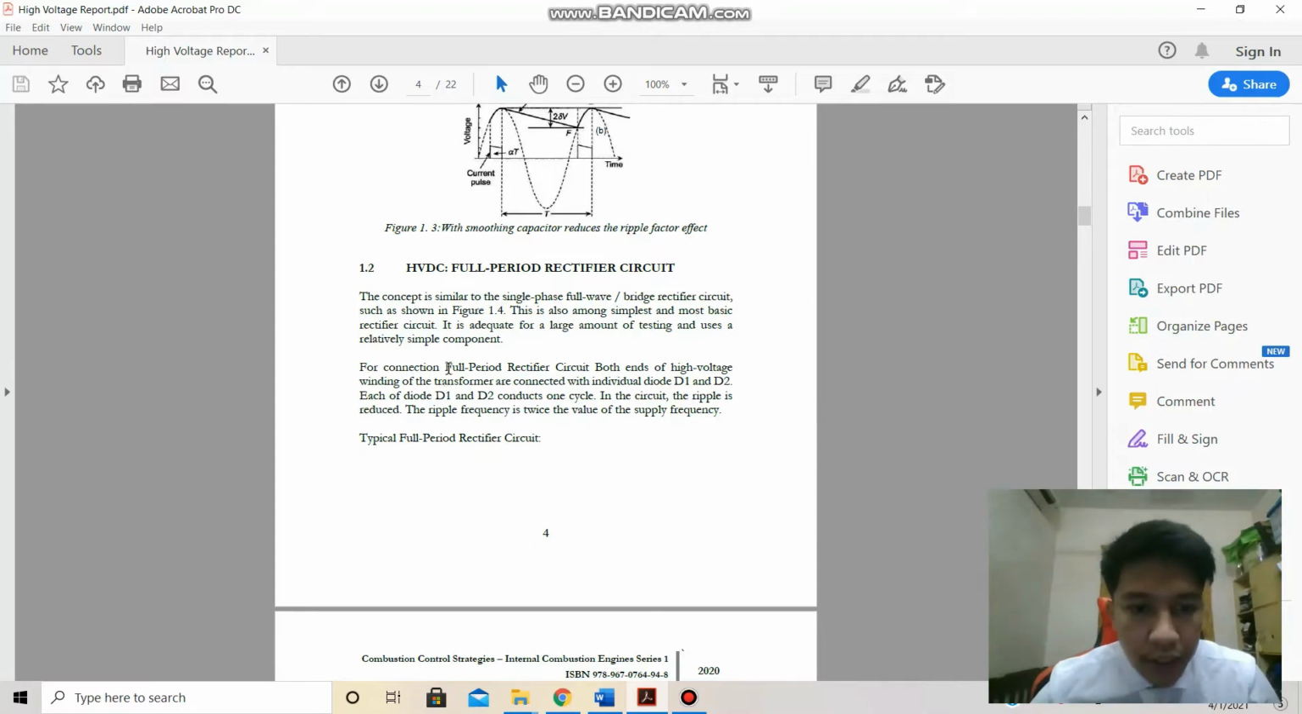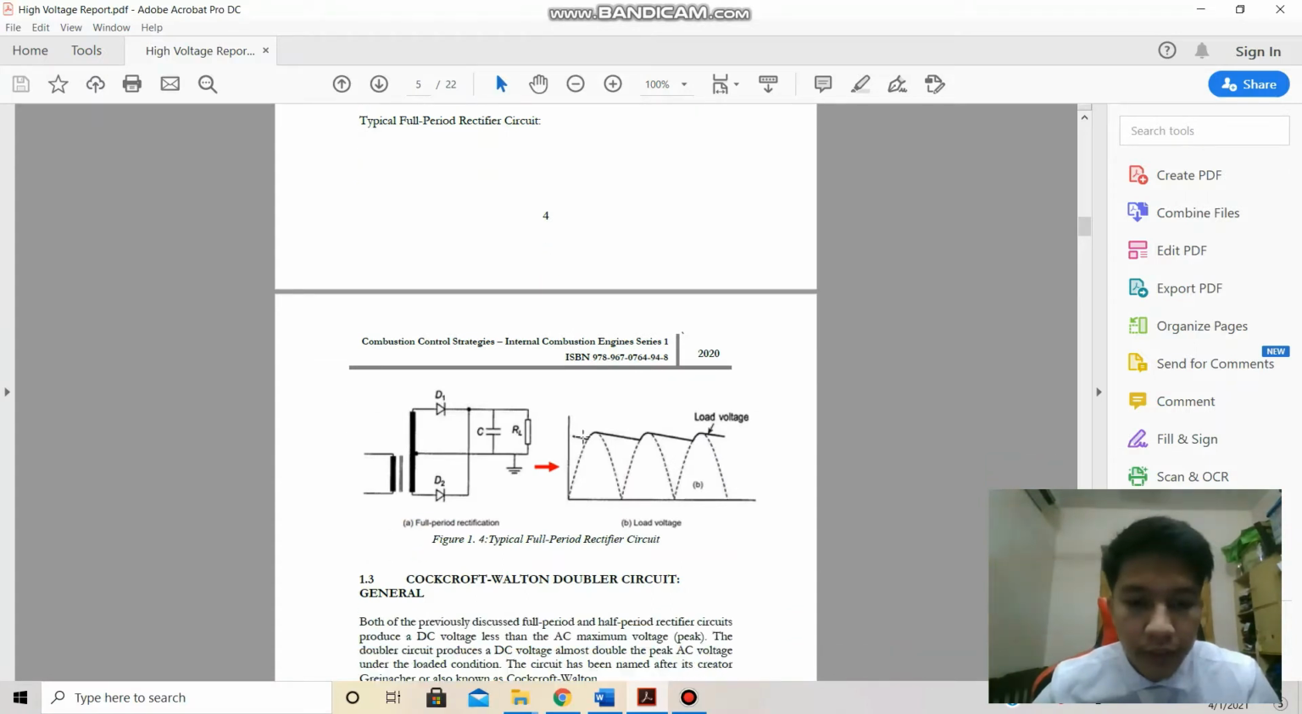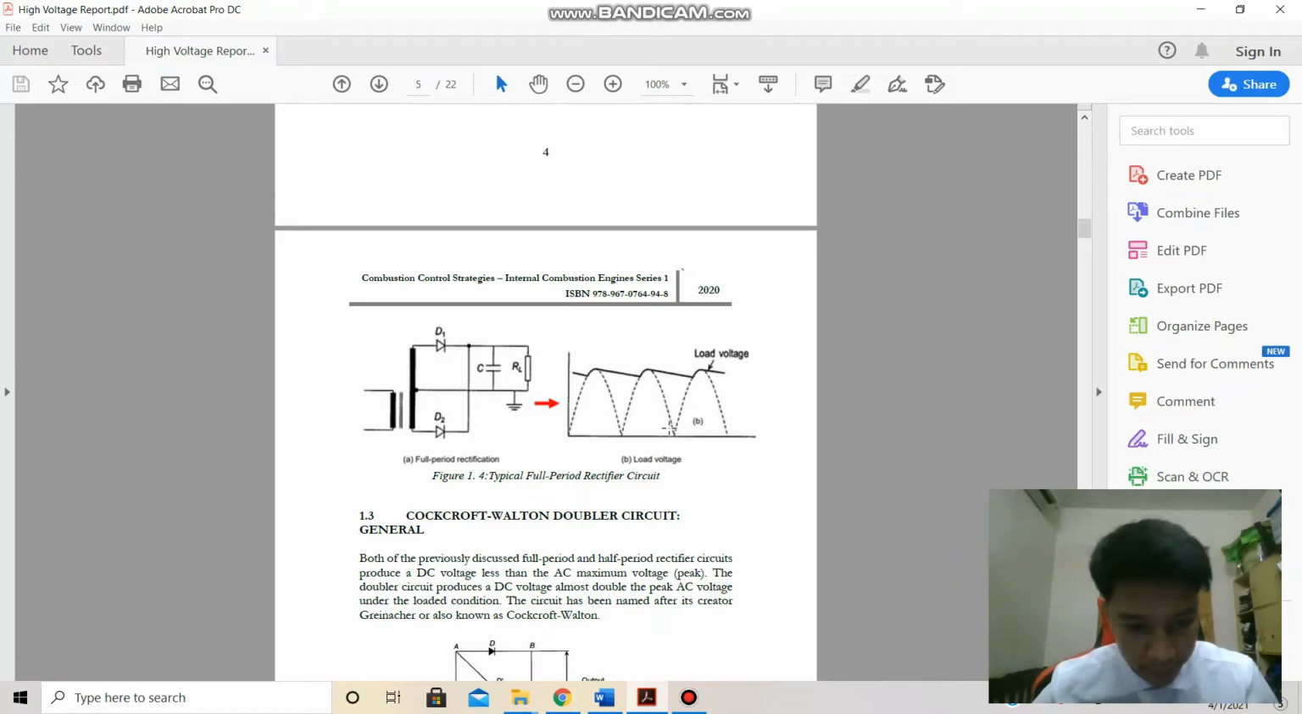And then for the connection, in the full period rectifier circuit the high voltage winding is connected with individual diodes, diode 1 and diode 2. Each of these diodes conducts one half cycle. In the circuit, the ripple is reduced. The ripple frequency is twice the value of the supply frequency. You can see it is reduced 2 times.